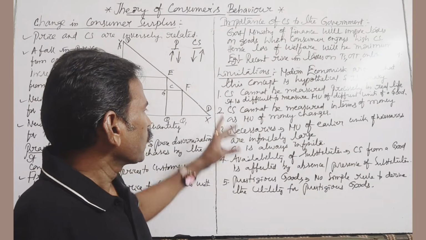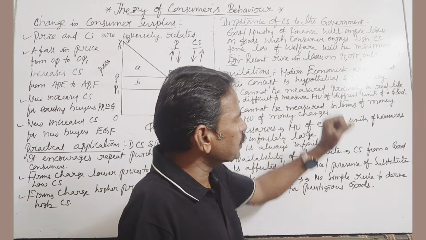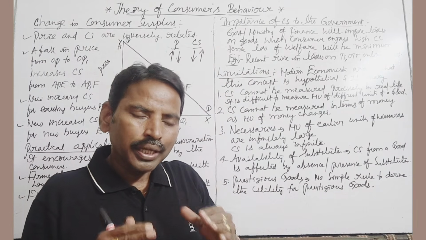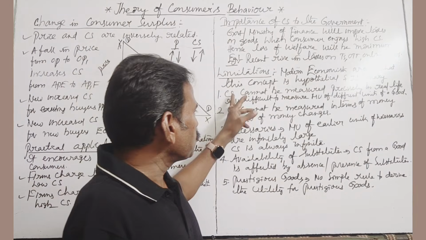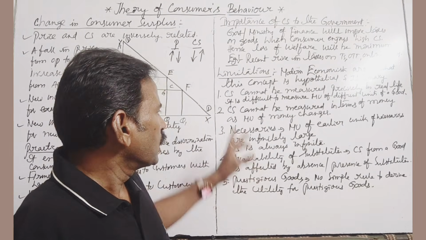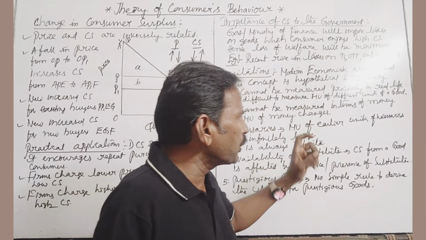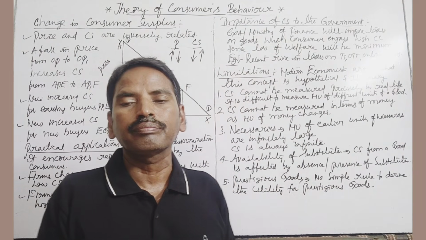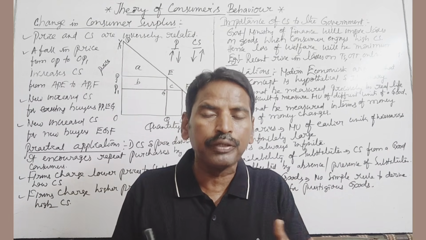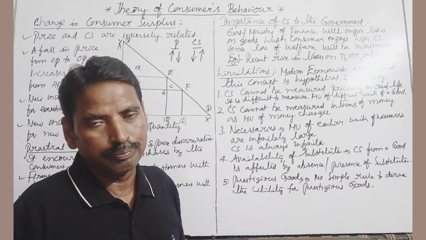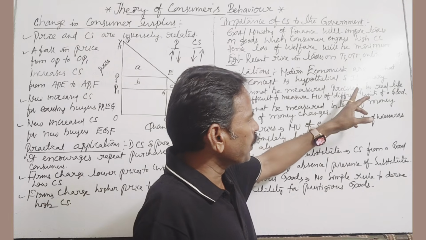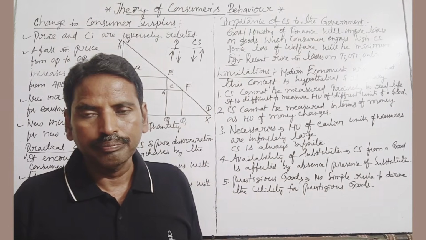Point number 1. Consumer surplus cannot be measured precisely in real life. That means it is difficult to measure the marginal utility of different units of a commodity.